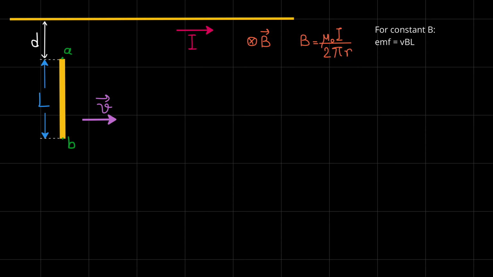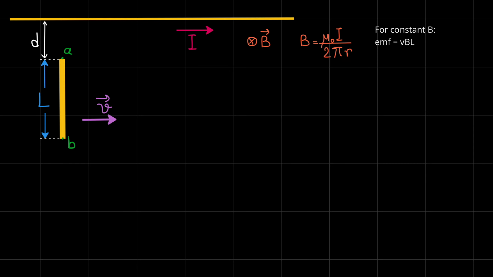Now, how to calculate the induced EMF in the bar? The magnetic field is into the page, the bar's orientation is vertical, and the velocity is horizontal. So all these orientations are perpendicular to one another. In a case like this, if the magnetic field had been constant, then the EMF would simply be equal to V times B times L, where V is the speed of the bar, B is the magnetic field magnitude, and L is the length of the bar.